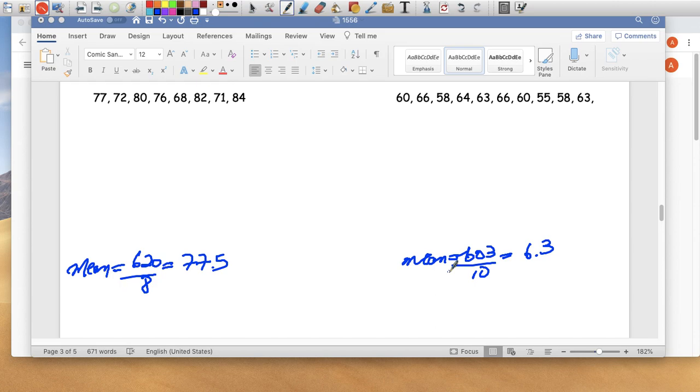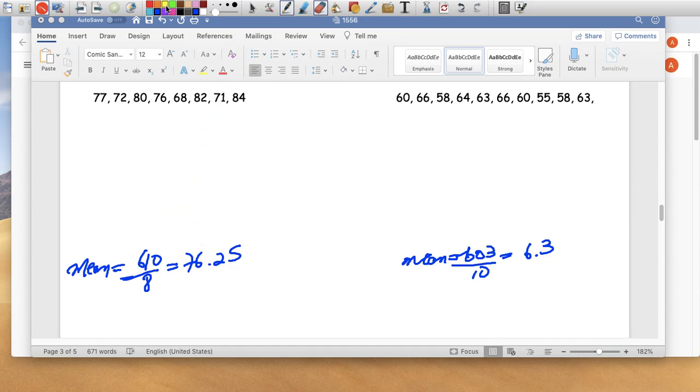610 divided by 8. That looks better. So I messed it up quite a few times. So this one's 610 divided by 8, 76.25. Let me show you what I did with the other class. Just a different way of explaining it.